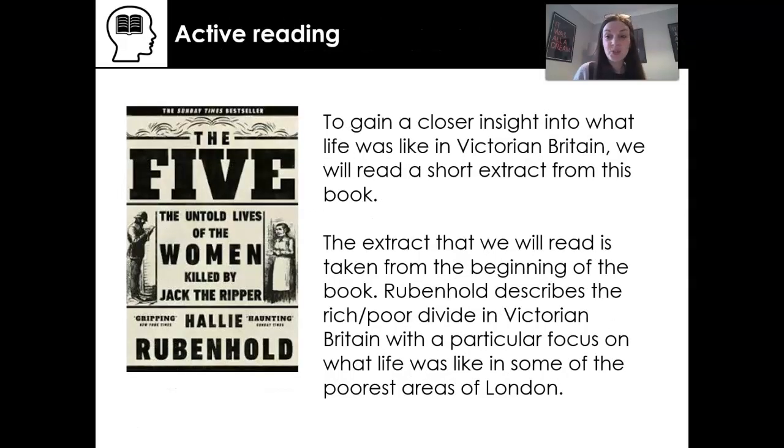Okay, so now is our time to do a bit of active reading together. As I've said before, in order to gain a better insight into what life was like in Victorian Britain, we need to read some texts that were written in or about that period in time. So we're going to start with an extract from a book called The Five. The extract we'll read is taken from the beginning of the book, where Reuben Holt describes the rich and poor divide in Victorian Britain, so the class divide, and in particular focuses on what life was like in some of the very poorest areas of London.